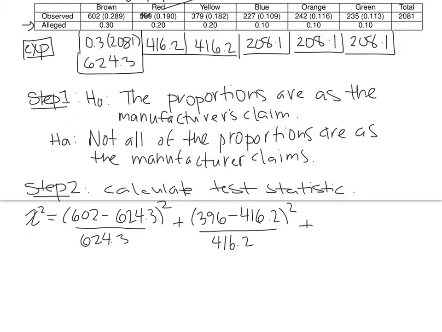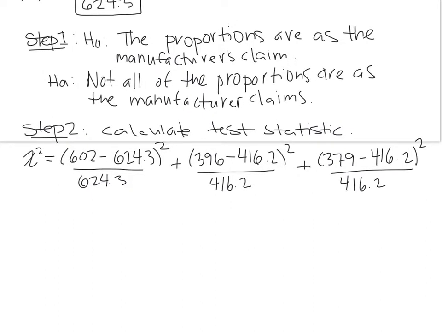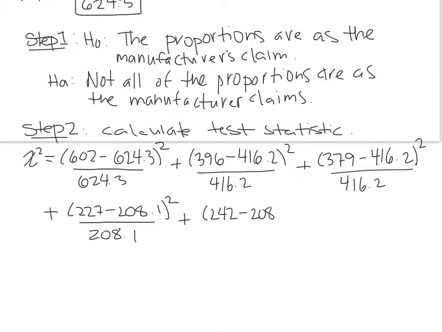And then for yellow, we observed 379 yellow M&Ms minus 416.2 quantity squared divided by 416.2. Okay, next comes blue. We observed 227 blue M&Ms minus an expected value of 208.1 squared over 208.1. Plus orange will be 242 minus 208.1 squared divided by 208.1.